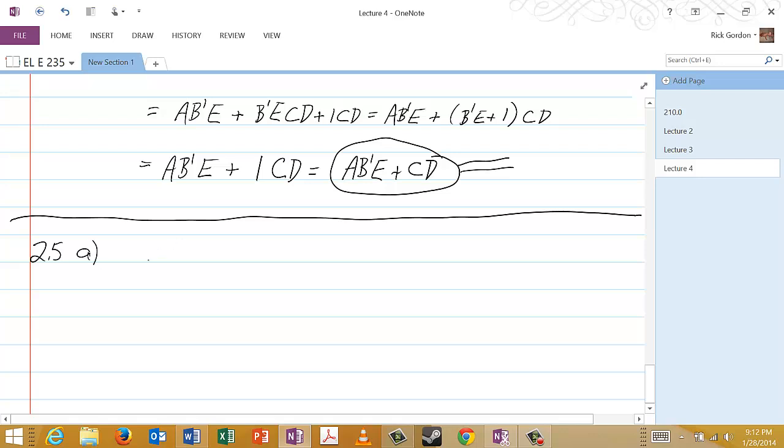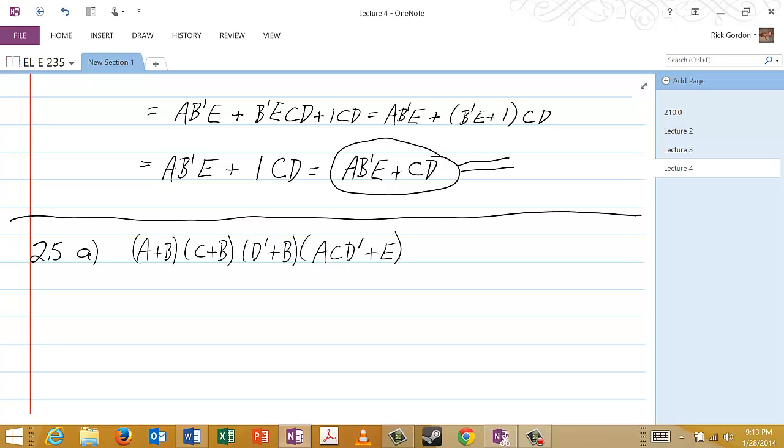First, we have A or B, ANDed with C or B, ANDed with D prime or B, ANDed with A, C, D prime or E. Okay, so again, the directions tell us to multiply out, to simplify, and then to obtain a sum of products. So multiplying this out, we understand what that means.